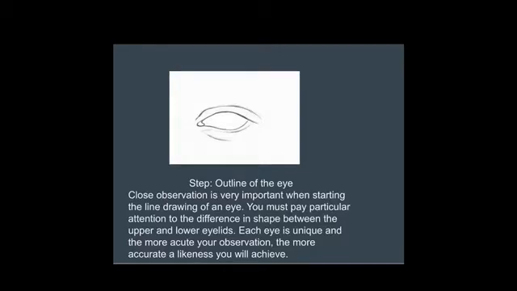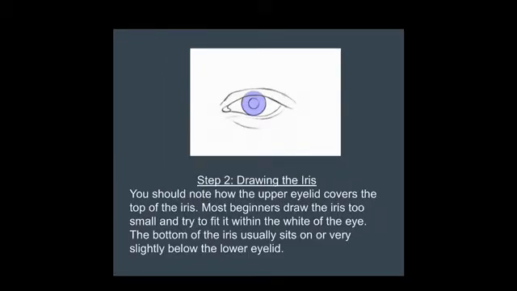In this first slide, what I'd like for you to pay attention to is the difference between the top and bottom of the eyelid. Each eye is unique, and the more acute your observation, the more accurate in likeness you will achieve. Drawing the iris. You should note the upper eyelid covers the top of the iris. The bottom of the iris usually sits on or very slightly below the lower eyelid.